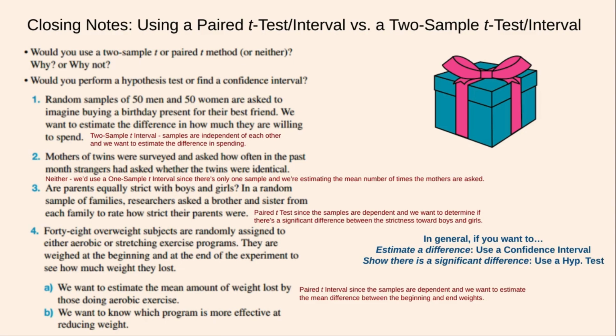Okay, part B. We want to know which program is more effective at reducing weight. Ooh, more effective, okay? What do we want to do now? Do we want to do a hypothesis test, find a confidence interval? Do we want to use a two-sample T or paired T method? Give it a go. Try this. Pause the video and unpause when you are done.